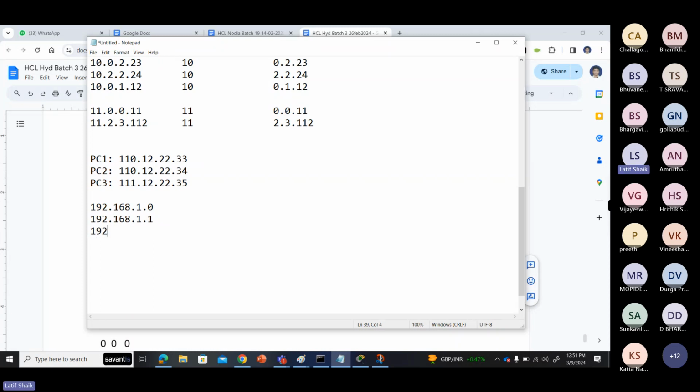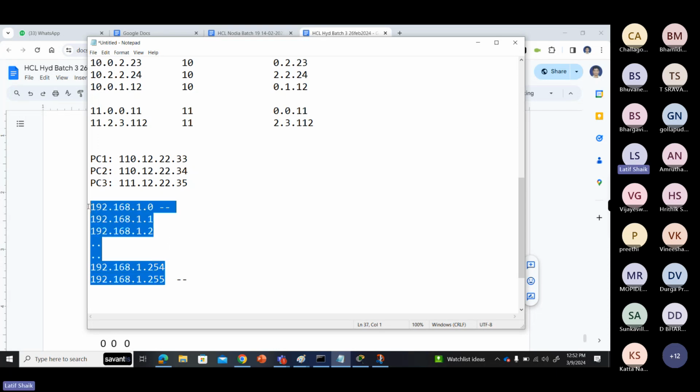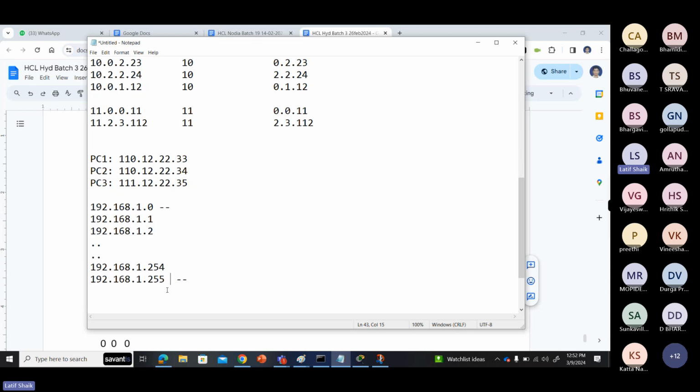192.168.1.1, 192.168.1.2, and it keeps going, up to 192.168.1.254, and 192.168.1.255. This is the last one, and this is where it starts. But originally we don't use those. Totally, that is 256 IP addresses.